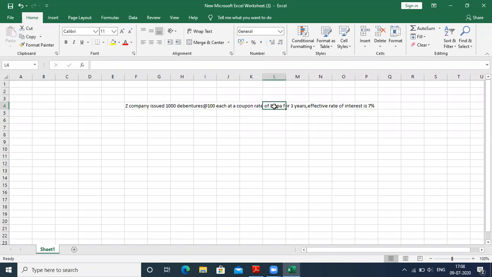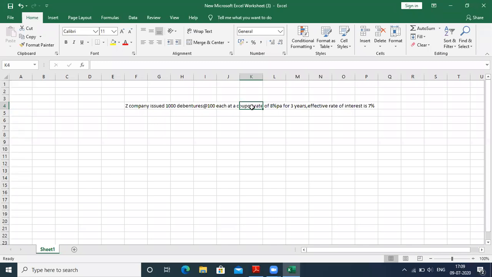So when the Z company is preparing their financial statements, when they are showing the finance cost in their books of accounts, finance cost should be calculated at the rate of effective rate of interest, not at the rate of coupon rate. Generally in examinations also they will be giving both coupon rate and this one.